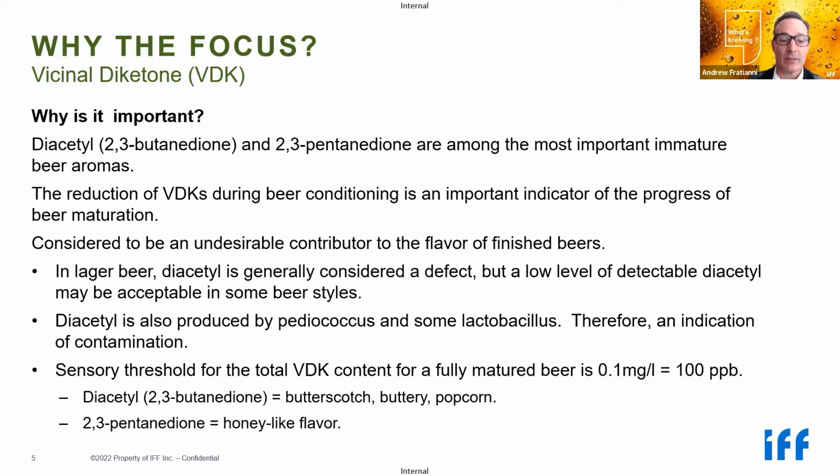And so the sensory threshold for VDK in beer and a lager is generally 0.1 milligrams per liter or 100 ppb. It might be a little bit higher at 0.15 milligrams per liter or 150 ppb. But that's generally the flavor threshold or sensory threshold for diacetyl in beer. Diacetyl, 2,3-butanedione, I'm sure everybody knows, has a popcorn, buttery, or butterscotch aroma, and 2,3-pentanedione has more of a honey-like flavor.